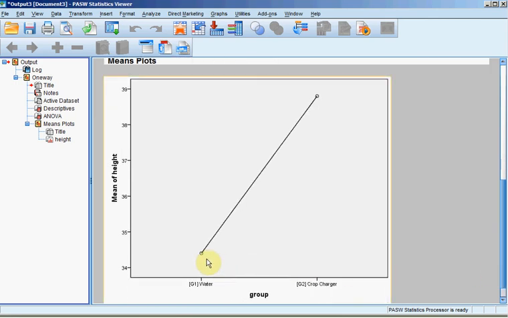Here's water at 34.4 and here's crop charger at 38.8. This concludes this module.